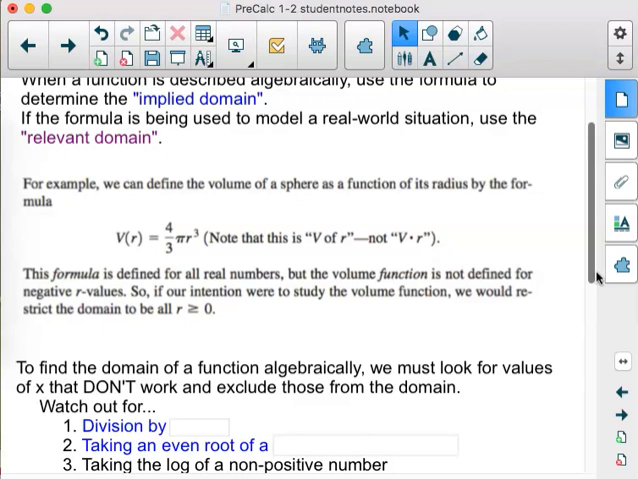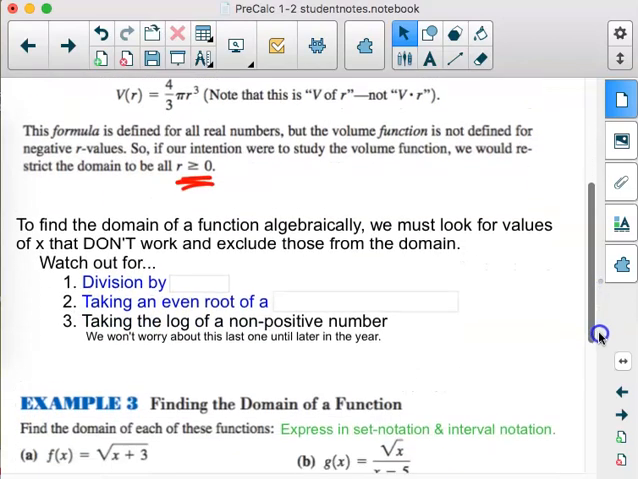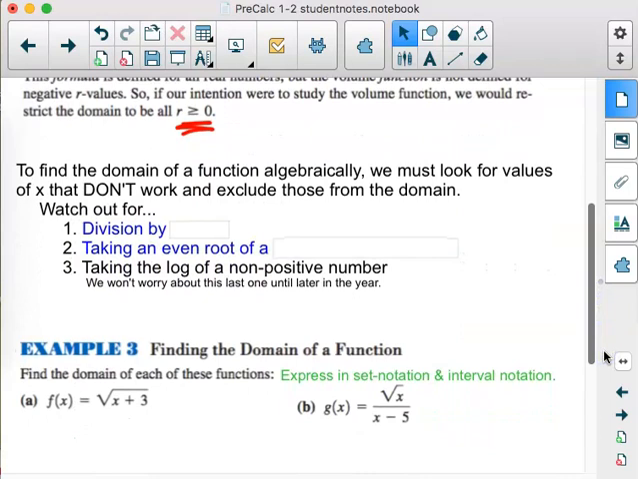So if our intention were to study the volume function, we definitely would restrict the domain and say r has to be greater than or equal to 0. So you're trying to teach something about volume to somebody that's really young, and you realize, yeah, the only way that I'm going to be able to explain this is if I'm talking about the positive numbers, because that's what a radius would have to be. Otherwise, this volume wouldn't even exist. That's relevant domain. That's real world. So if we're dealing with word problems, we want to think about that domain.